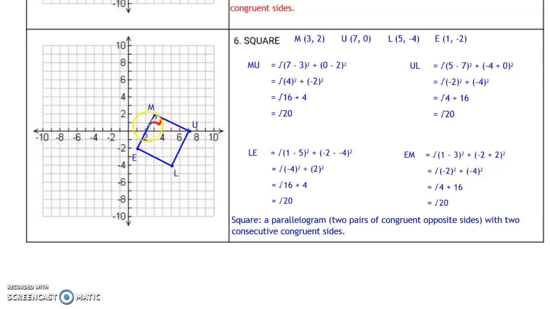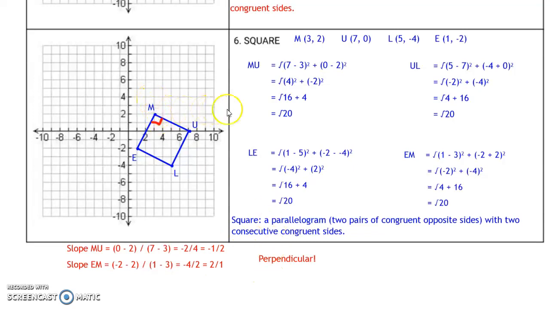So what we need to do is figure out whether ME and MU are going to be perpendicular or right angled. Here's that calculation. Once I found these two slopes, I found that one of them was -1/2, and one of them was 2/1, which means they are negative reciprocal slopes. Negative reciprocal slopes means that they are perpendicular.